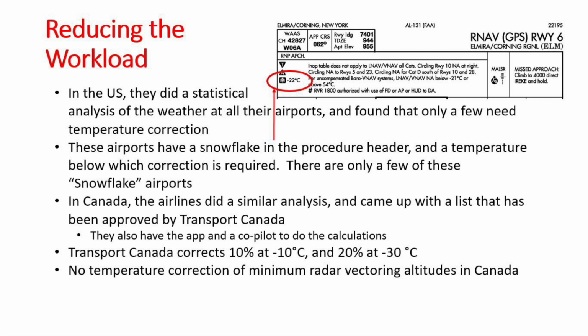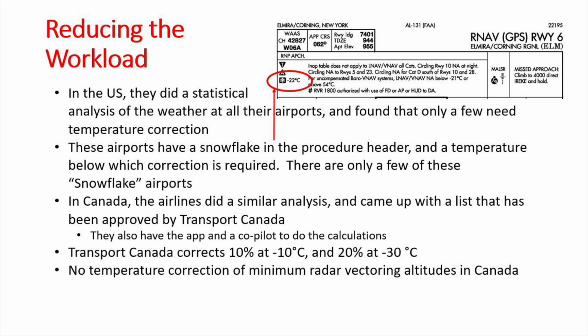They've designated a short list of airports where temperature correction is required and the temperature below which you must apply it. You can view this list on the internet. No doubt, despite climate change, the Canadian list would be a bit longer. The classic example is Aspen, Colorado, but there's one much nearer home that's in lower-lying country. Elmira, New York is a snowflake airport, and you have to apply correction when it's minus 22 centigrade or below. That's probably not too often.